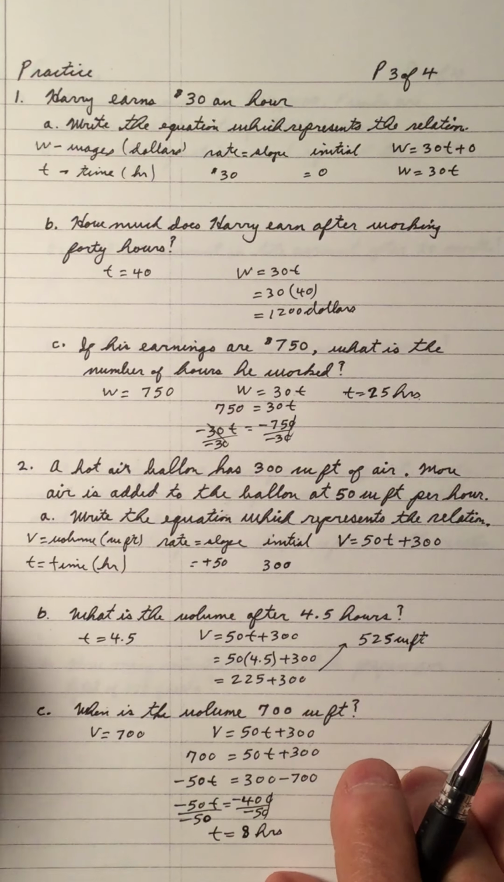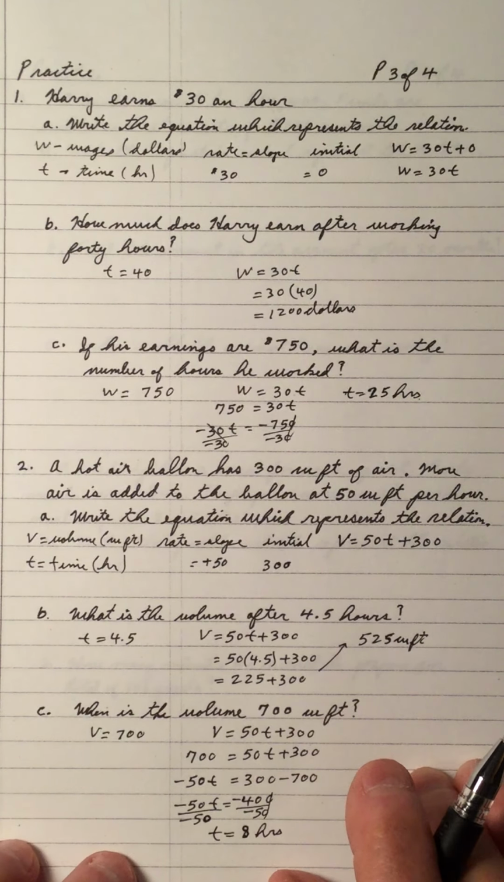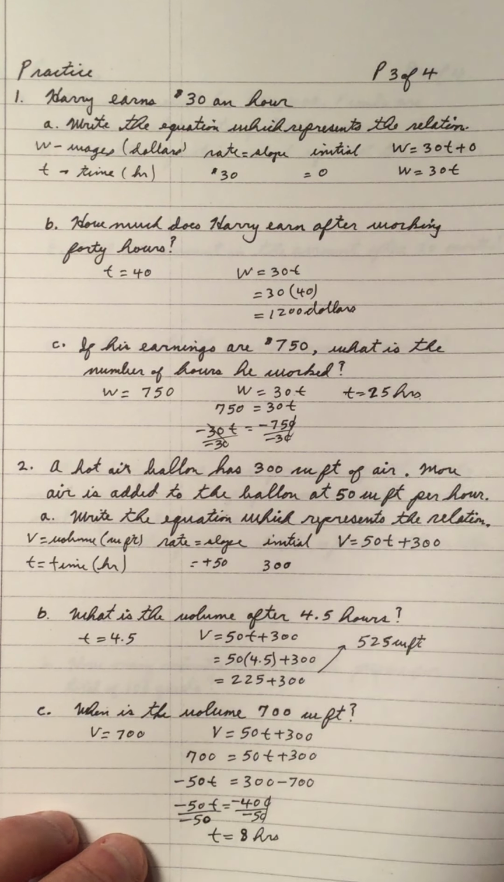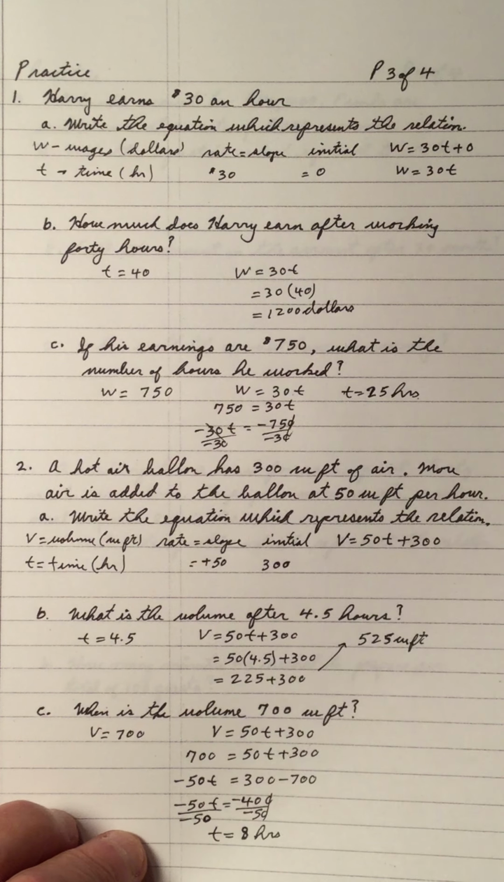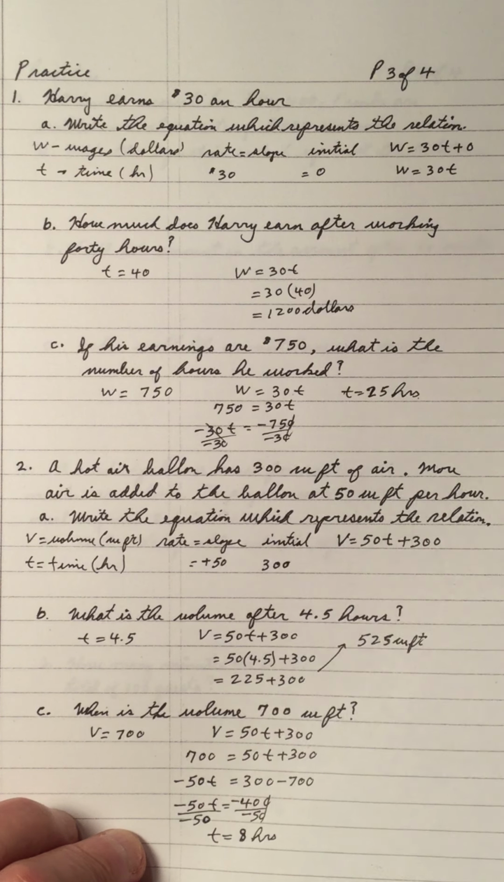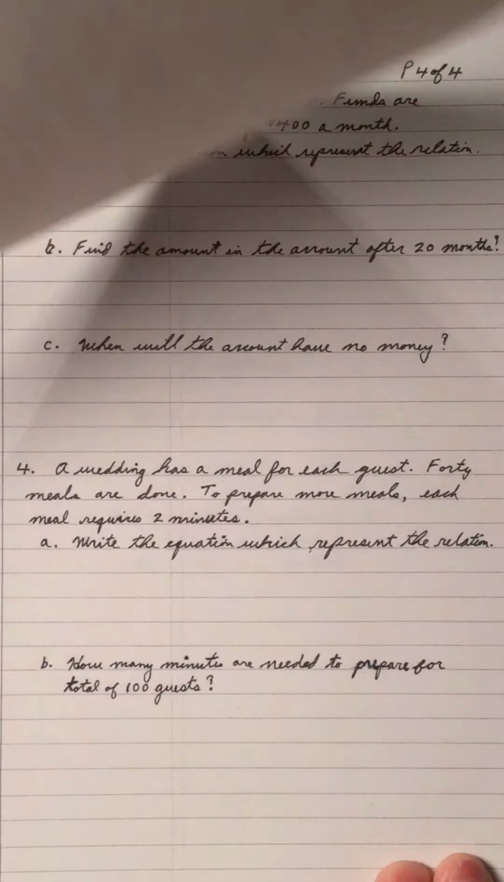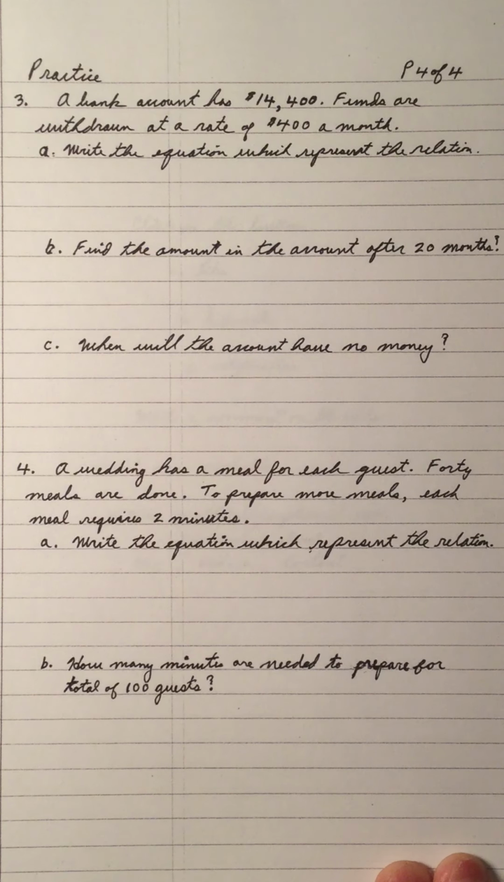So that's working out some problems. Hopefully everything worked out okay and you understand what they're doing. Derive an equation and fill in for time or fill in for volume, filling in both variables one at a time in each part. We have a few more to do.